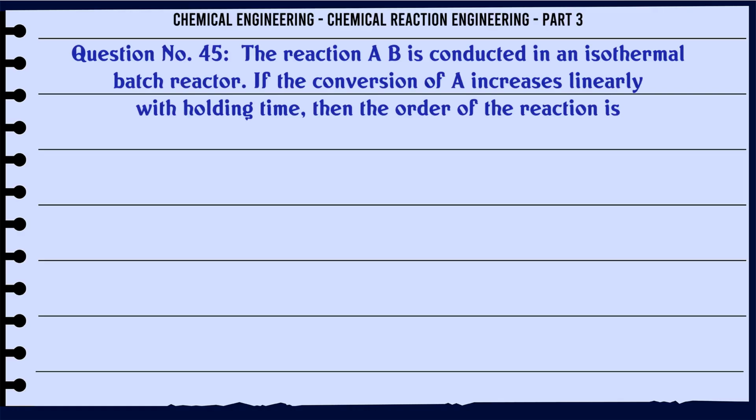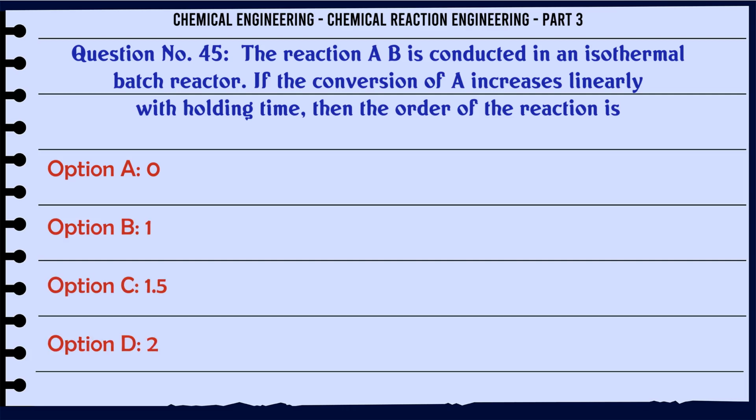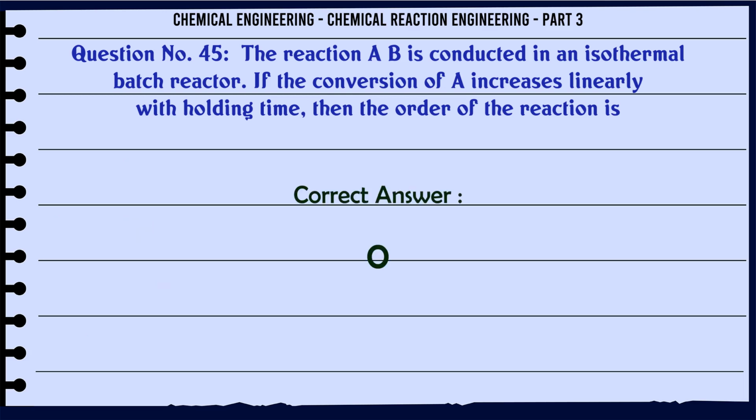The reaction A to B is conducted in an isothermal batch reactor. If the conversion of A increases linearly with holding time, then the order of the reaction is A. 0, B. 1, C. 1.5, D. 2. The correct answer is 0.